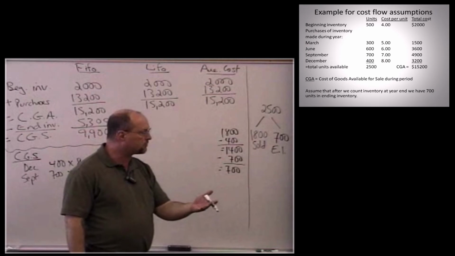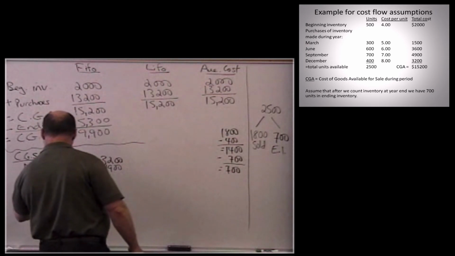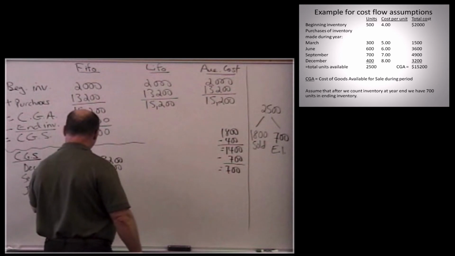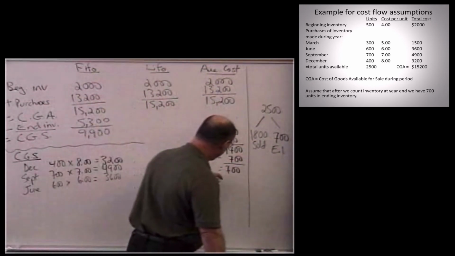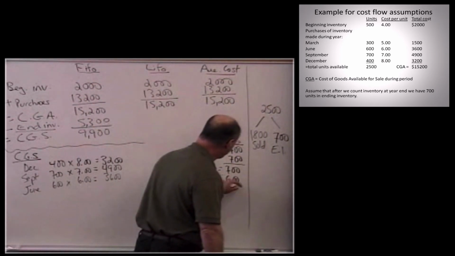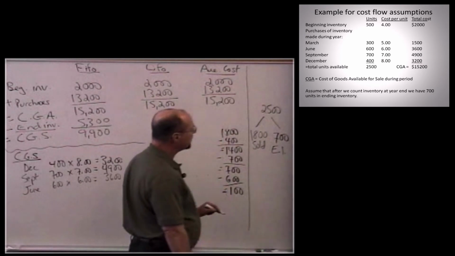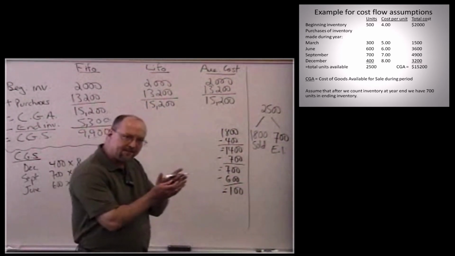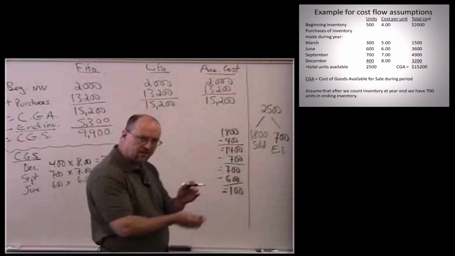So after December was gone, then September. After September was gone, I go to my June purchases. In June, I bought 600 at $6 each. That's $3,600. So I just accounted for 600 more units. I have to account for 100 units more. And so again, we're going to have to split one of those purchases. Think of it as layers. The layers sometimes get split.